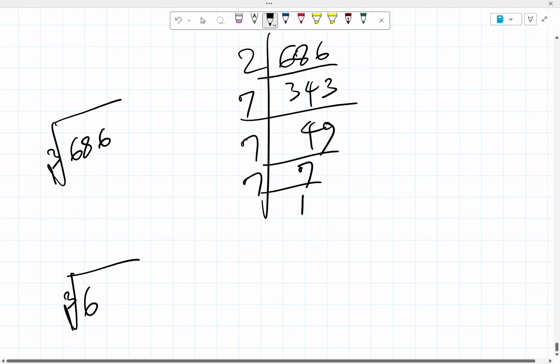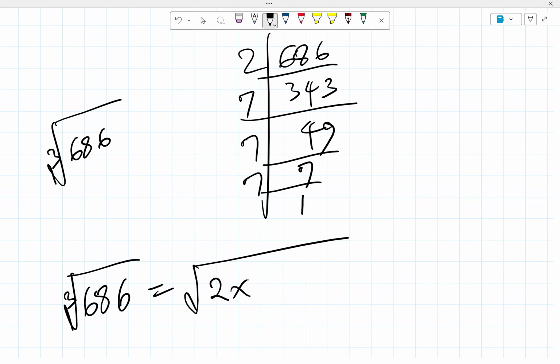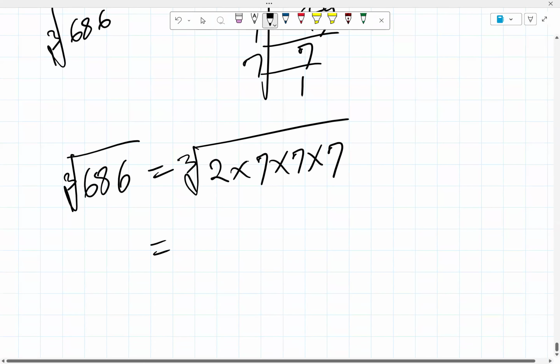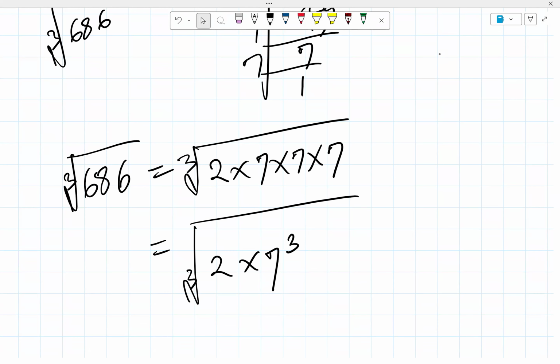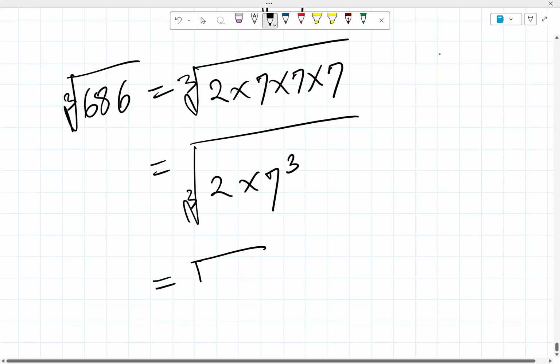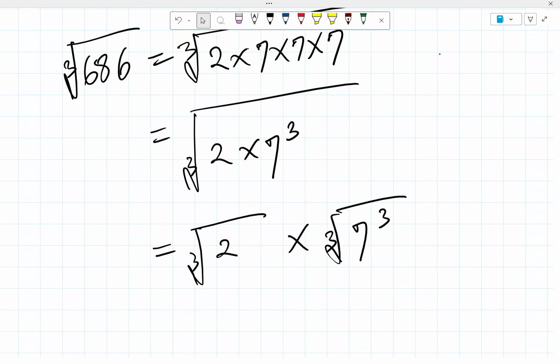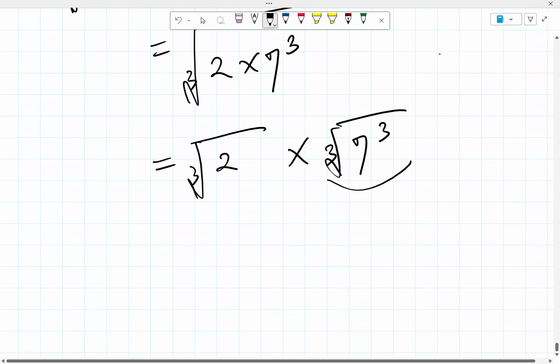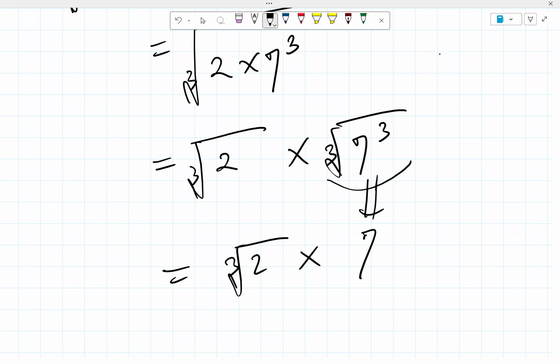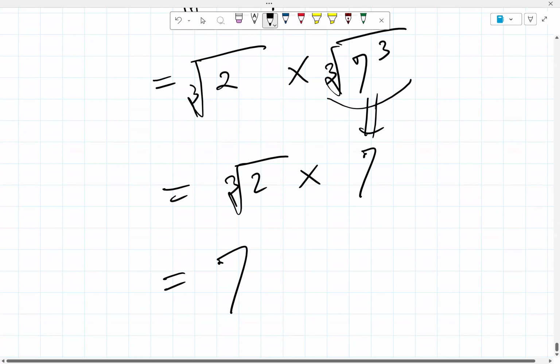So the cube root of 686 is equal to the cube root of 2 times 7 times 7 times 7. Don't forget, that's the cube root. That's the cube root of 2 times 7 raised to power 3. So we have the cube root of 2 multiplied by the cube root of 7 raised to power 3, and because this is 7 raised to power 3, this just produces 7. So this is the cube root of 2 multiplied by 7, and the final result is 7 cube roots of 2.